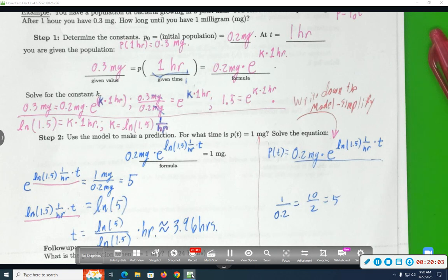Do we still know what P0 is? Yeah, it's the same population. Do we still know what K is? Yeah, it's the same population. That constant K depends on the thing that's growing in the environment. It doesn't depend on exactly when you look at it as constant. So let's do exactly that.